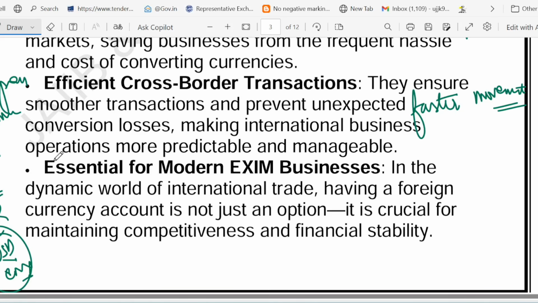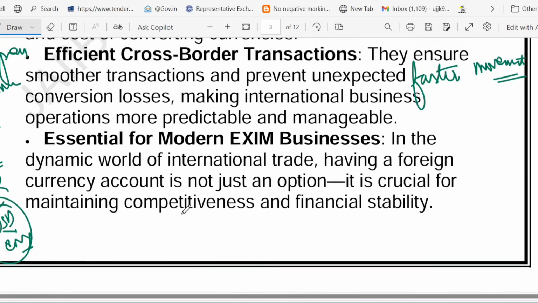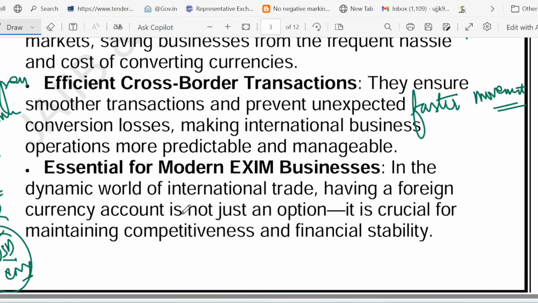Then it is very much essential for modern EXIM business. It is not a luxury, it is a necessity, like having a website for your business. For example, two competing furniture makers.